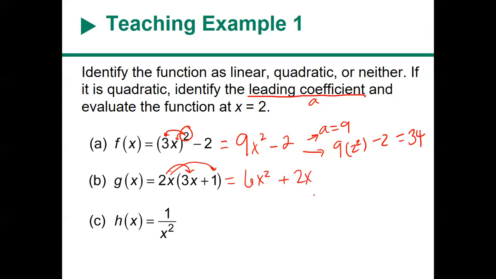So now we have the quadratic. What is our leading coefficient? 6. 6 is our A value. Ms. Jones, the whole 2x distributed. The whole 2x distributes. Okay, and then if I wanted to evaluate this at 2, f of 2 equals what?